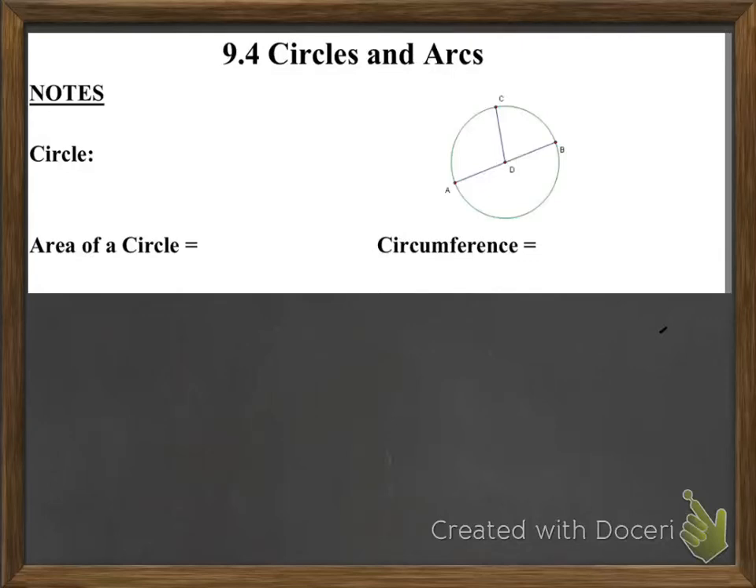This is section 9.4. We're going to be talking about circles and about arcs. Most of this is actually probably going to be review for you, especially the first half of it. So let's first get down a definition of circles. Circles are a set of points equidistant from the center.